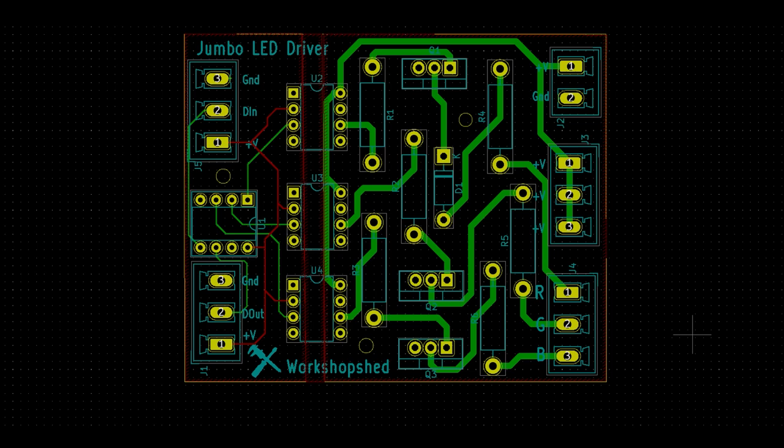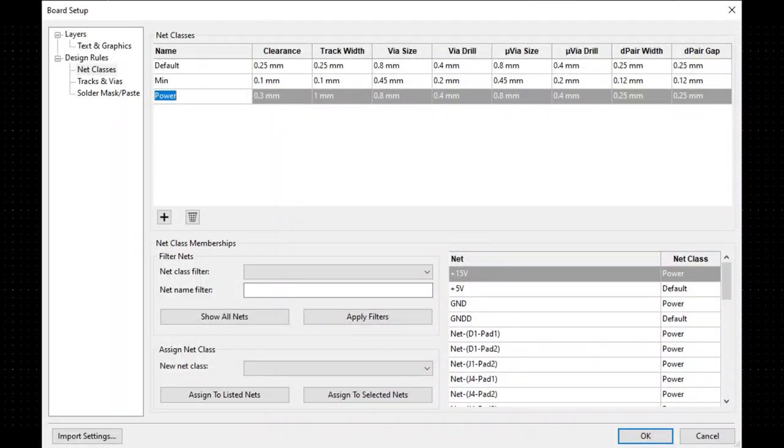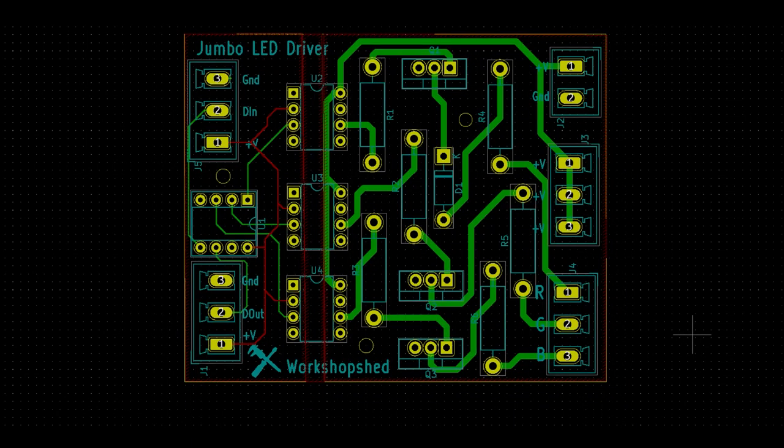On the power side of the circuit, I set all the nets to have a slightly wider track. There are detailed calculations for this, so you can ensure that you don't overload your traces. But I took a sort of rule of thumb and set them to 1 millimeter, which should be plenty in this case.